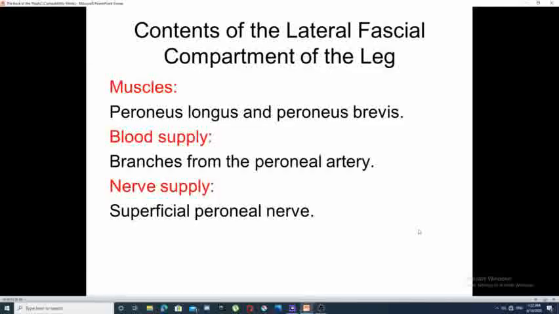Second compartment of the leg is the lateral fascial compartment of the leg. It is composed of two muscles, peroneus longus muscle and peroneus brevis muscle. Its blood supply is coming from branches of the peroneal artery. Its nerve supply is coming from the superficial peroneal nerve.